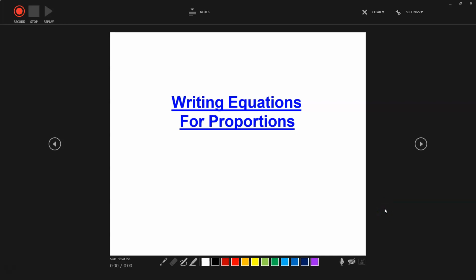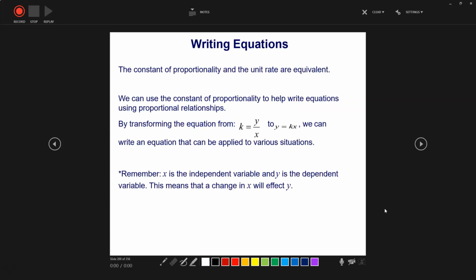All right, last week we started getting into the constant of proportionality, which is a unit rate, and we used the letter K to represent the constant of proportionality. That hasn't changed, but we're going to dive a little bit deeper into our proportions and our unit rates. So the constant of proportionality, again, and unit rate are equivalent.